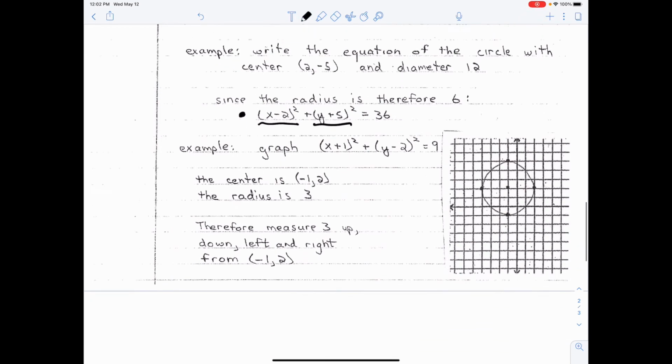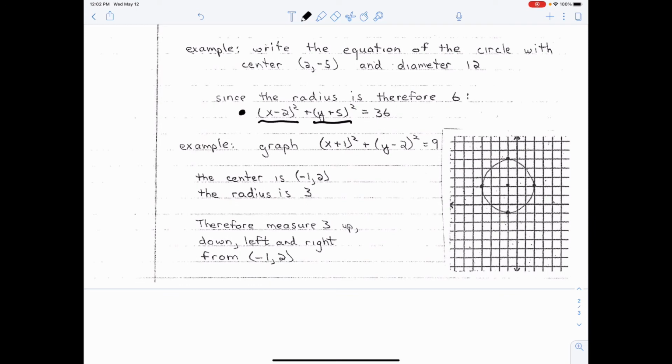Okay, well, how do you graph x plus 1 quantity squared plus y minus 2 quantity squared equals 9? Well, there are two ways to do it. I'll show you both ways. The way you would understand right now is we're going to graph a circle of radius 3. So from 0, 0, we're going to go 3 in each direction. And this is what you would get if it was just x squared plus y squared equals 9.